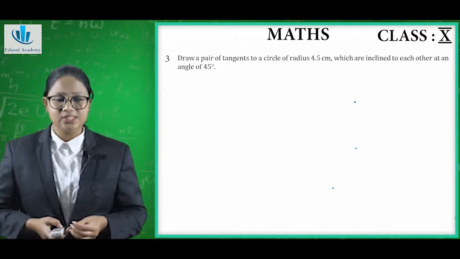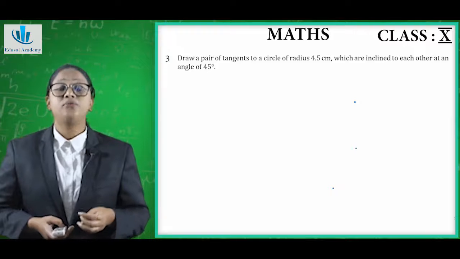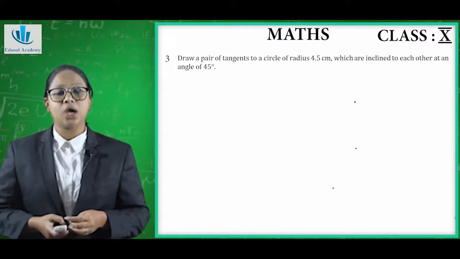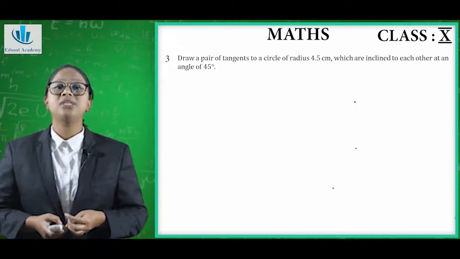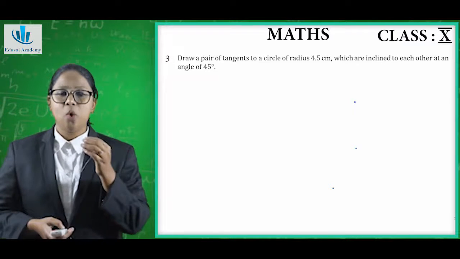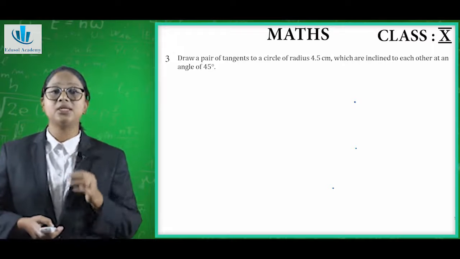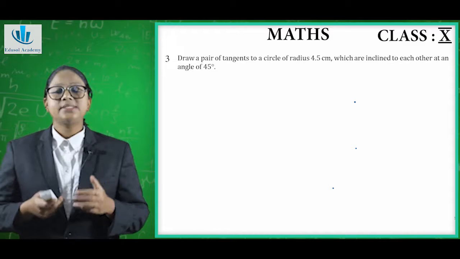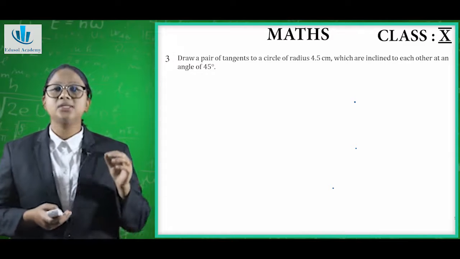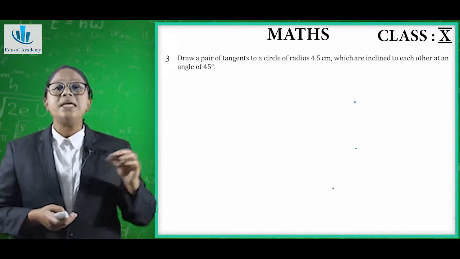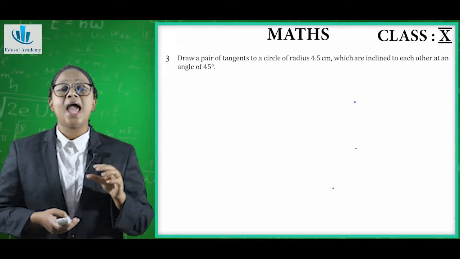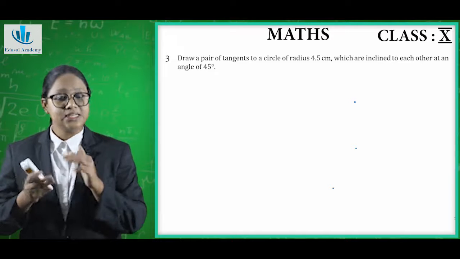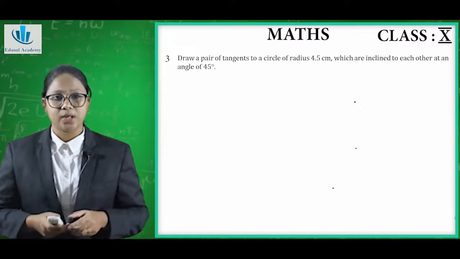Draw a pair of tangents to a circle of radius 4.5 centimeter which are inclined to each other at an angle of 45 degree. You might have to recollect the concepts you studied in the chapter circles. In circles, when two tangents are inclined to an angle, that angle and the angle subtended by the points of contacts at the center will be supplementary.